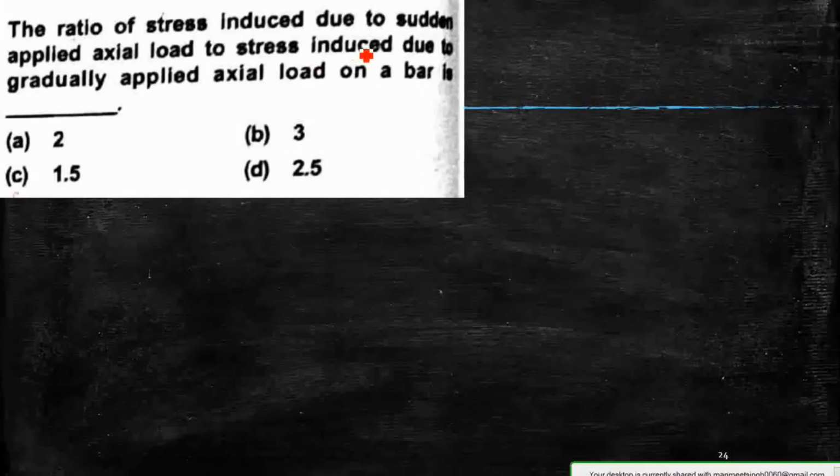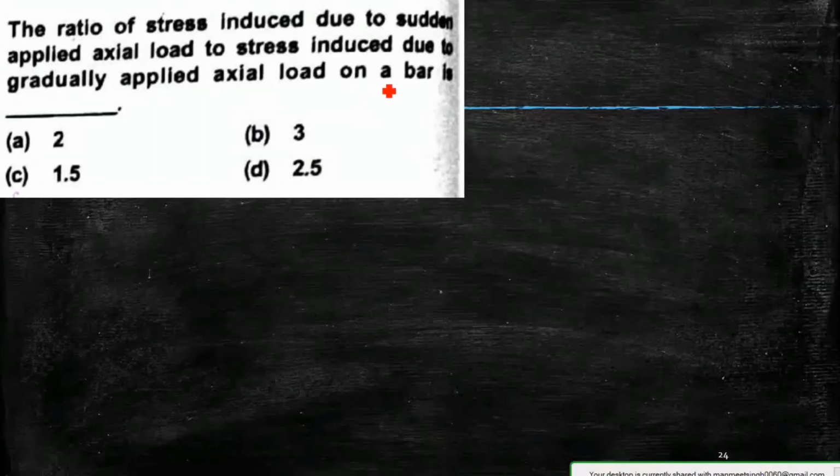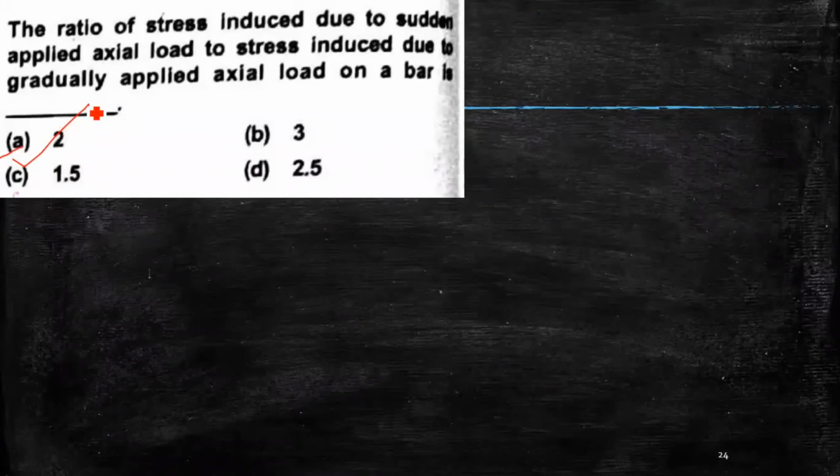Going to the next question. The ratio of the stress induced due to sudden applied axial load to the stress induced due to a gradual applied axial load on a bar is... we have discussed this question earlier. The correct answer is option A, that is 2.